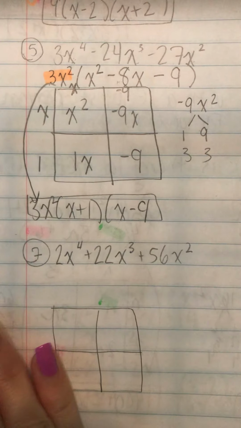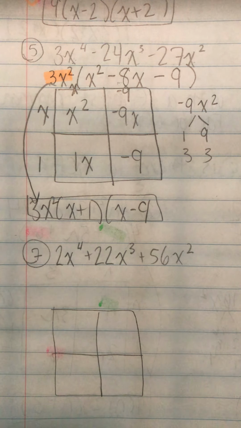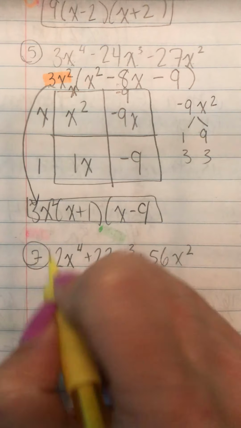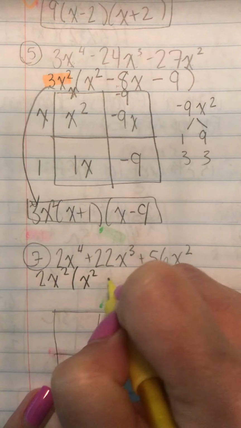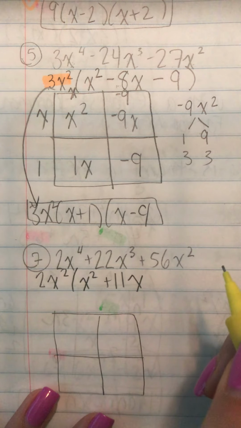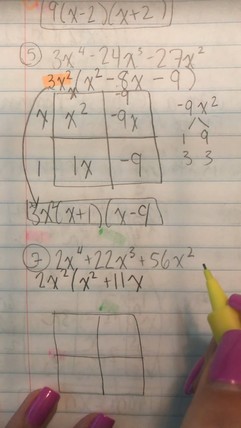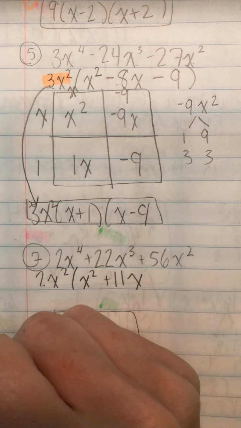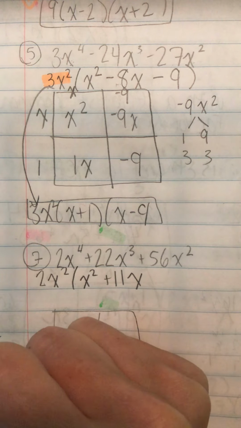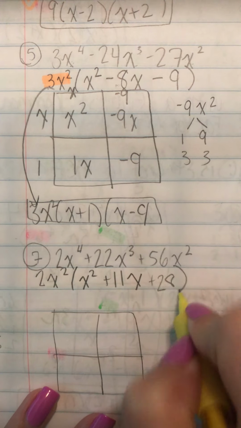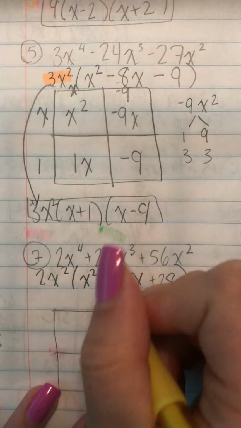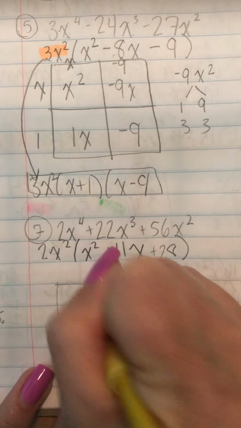Okay, number 7, go ahead and pause the video and complete. Okay, that's what you should have got after you pulled out the 2x squared as your greatest common factor.